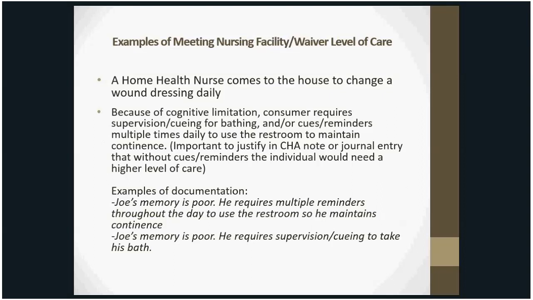Some other examples that you might want to document for the individual: their memory is poor, and they require multiple reminders throughout the day to use the restroom so they maintain continence. Or their memory is poor, and they require supervision and cueing to take their bath. Just being very specific in the CHA.